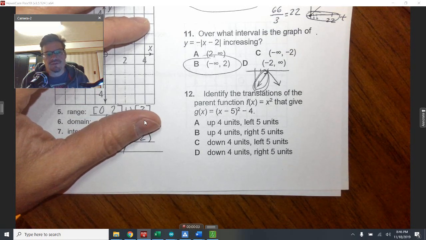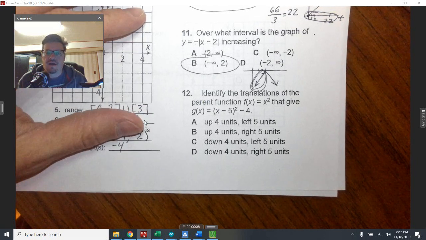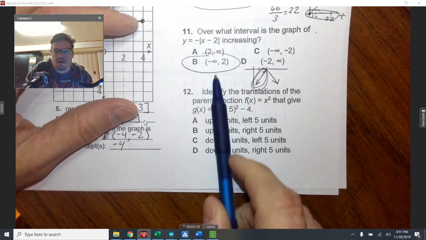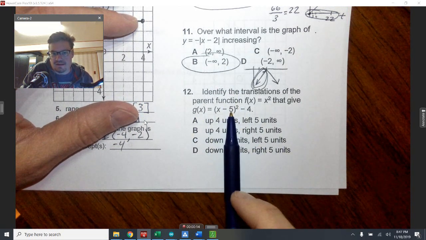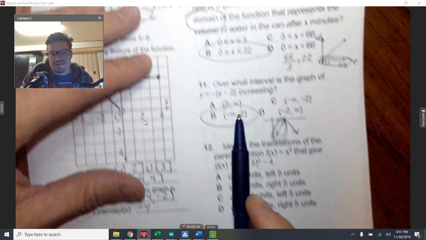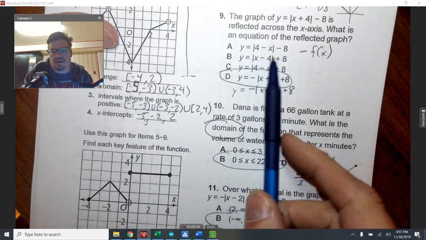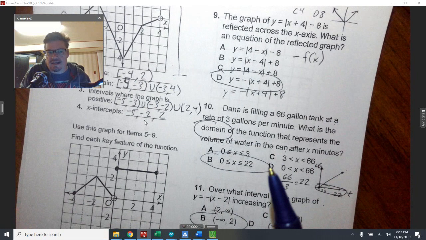Okay, number 12. We'll do 12, 13, and 14 in this video. Identifying the translations of the parent function, f of x equals x squared. Okay, so that's Big Mama. All right, so this is kind of a redundant question. They all follow the same basic principles.